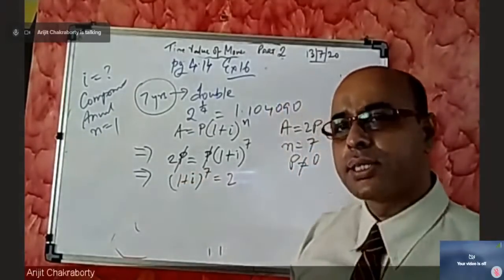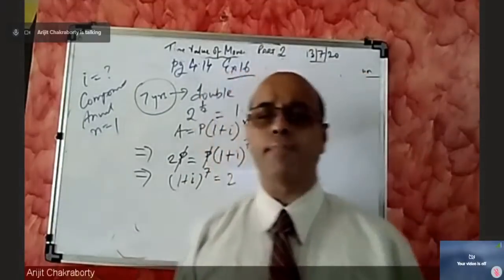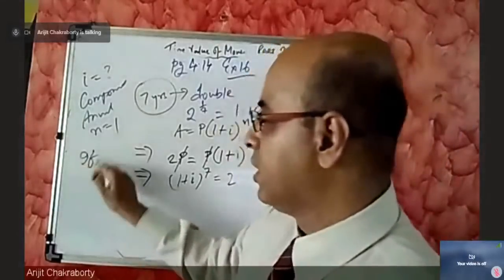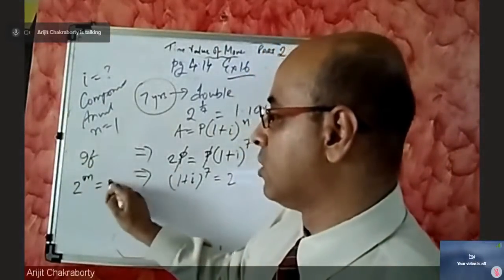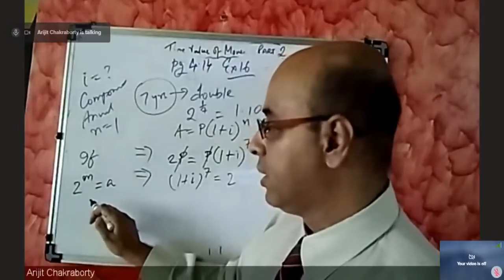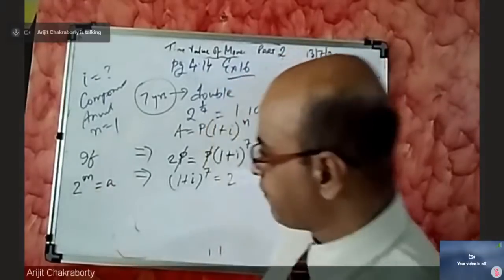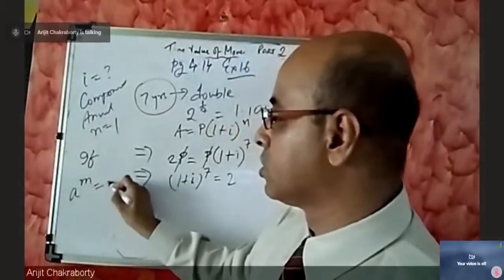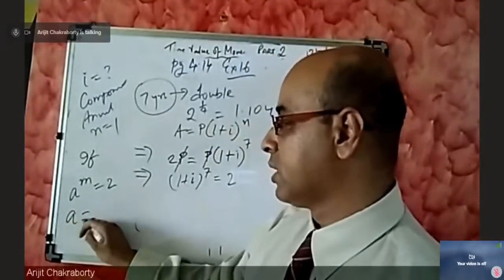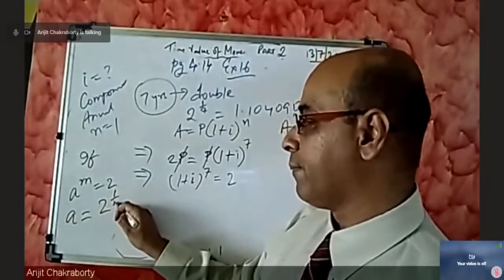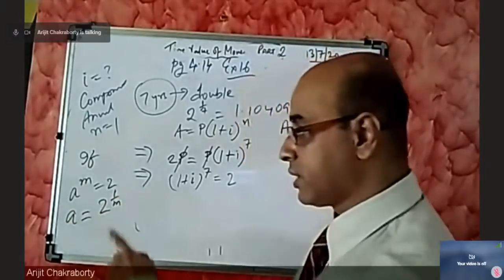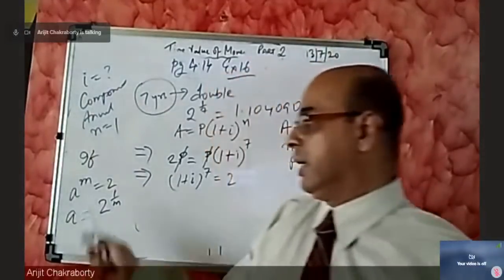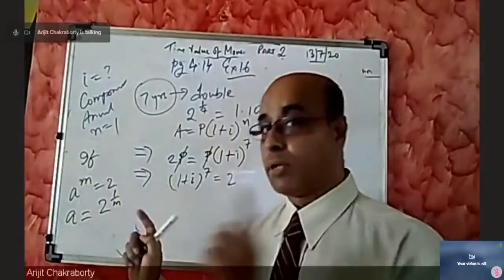Okay, friends, once again, I go back to the chapter on indices. Let a to the power m equal to 2, right? Then a is equal to 2 to the power 1 by m. I'm not revising it anymore because you already had this chapter earlier. You must have learned it properly. I'm just referring to the formula because that is required.